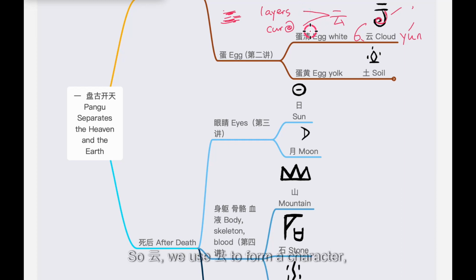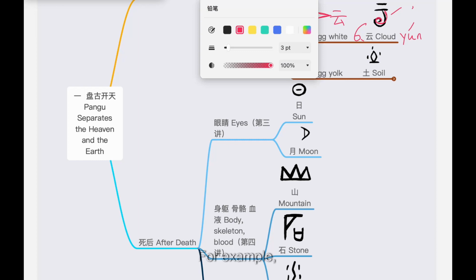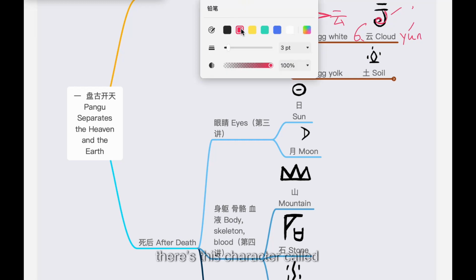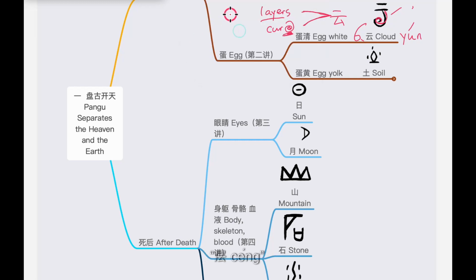So we use 云 to form a character when it becomes a radical or just part of a Chinese character. It could either mean layers or the curl shape. For example, for layers, I have this character called 层.